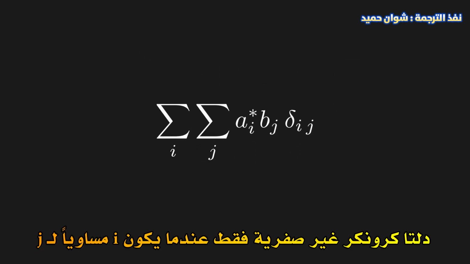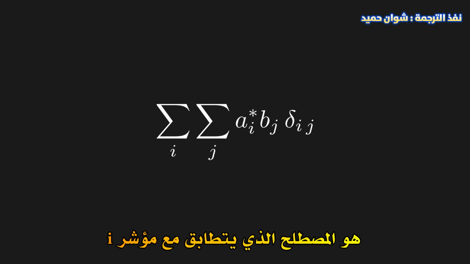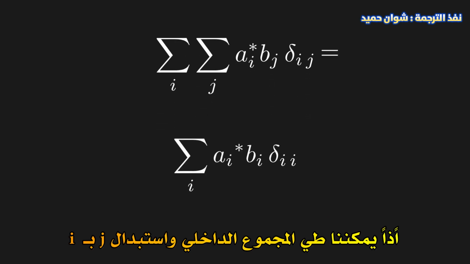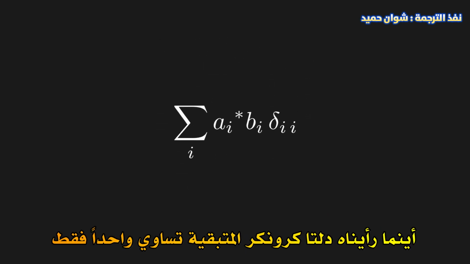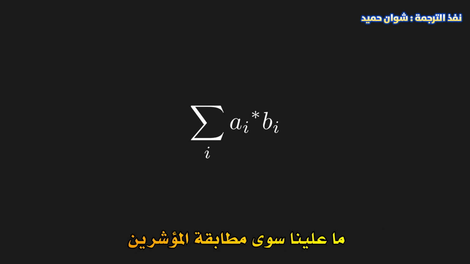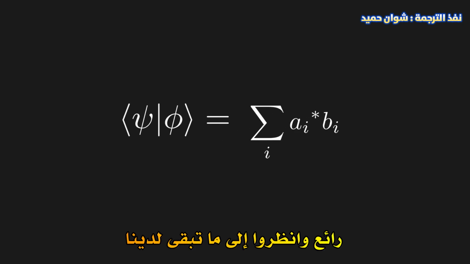Now, remember what we said. The Kronecker delta is non-zero only when i equals j. So in the inner j sum, the only non-zero term will be the term that matches the i index. So we can collapse the inner sum and replace j with i wherever we see it. The remaining Kronecker delta just equals 1. See the technique? The Kronecker delta allows us to collapse sums easily. We just have to match the two indices. Awesome, and look at what we're left with.